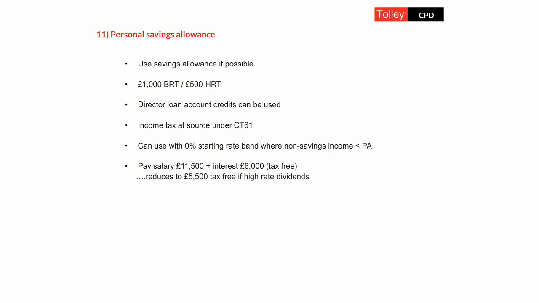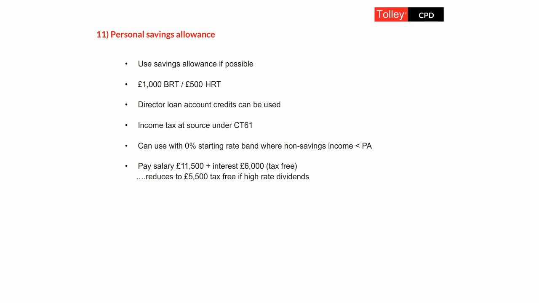If you're a high-rate taxpayer, let's say I'm taking £11,500 salary, £60,000 dividend, say, then I could pay interest on my loan account in credit of up to £5,500, and that would be completely tax-free, even though I'm a high-rate taxpayer. That's quite simply because your salary, which is the only thing that counts towards the £5,000, is covered by the personal allowance. So you're deemed to not have any income for the purposes of the £5,000 0% starting rate.